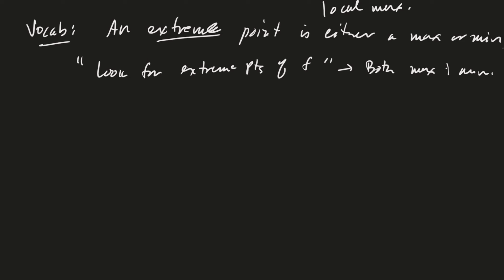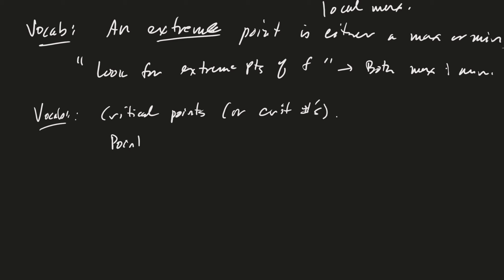So continuing in section 4.1, let's talk about another vocabulary term, and that is a critical point. Critical points, or critical numbers. These are points where f prime of x equals 0 or f prime of x does not exist.